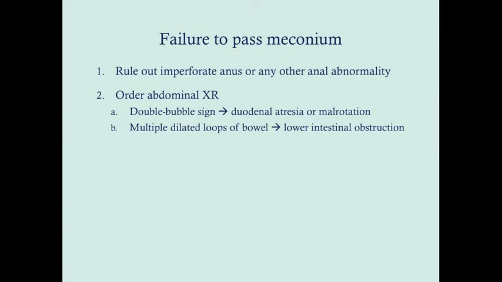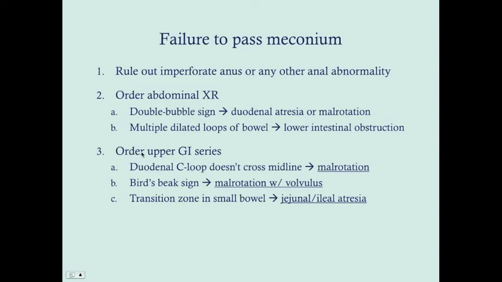This is a very easy thing to do, and you can diagnose some things just by an x-ray alone. So a double bubble sign will show you duodenal atresia or malrotation. It can also show you multiple dilated loops of small bowel, which signify a lower intestinal obstruction. So this will help you get an idea of where the problem is.